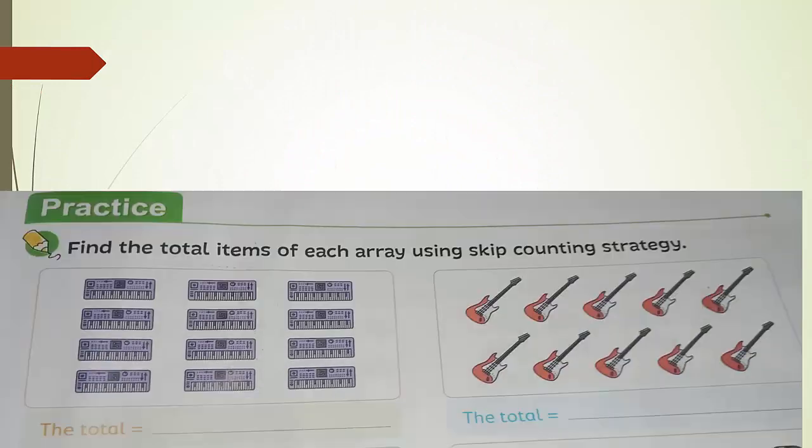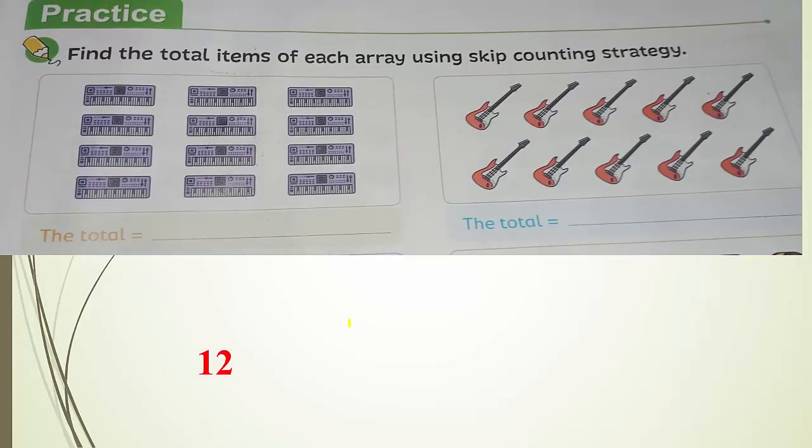Now let's practice finding the total items of each array using the skip counting strategy. Here, my students, I'll skip count by what, teacher? Here I have 3, 6, 9, 12. Why, teacher? Because I'll skip count by 3. 3, 6, 9, 12. The total number will be 12.